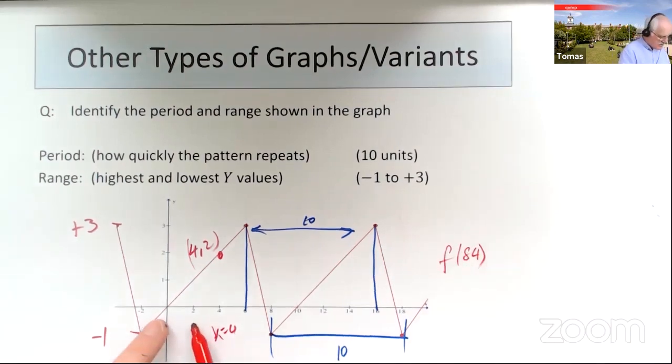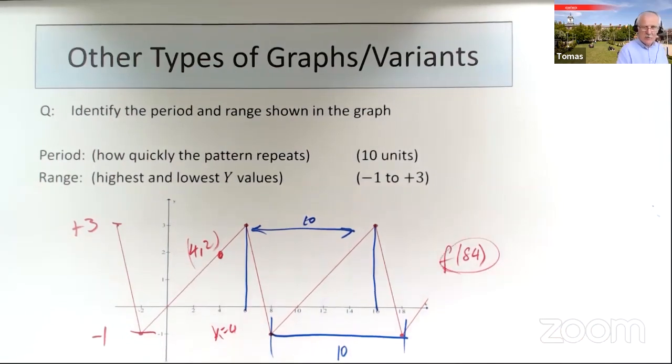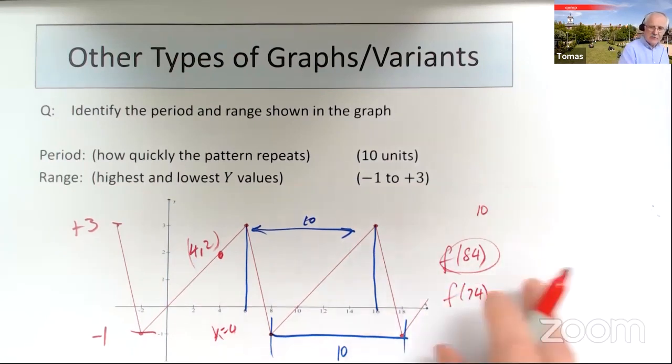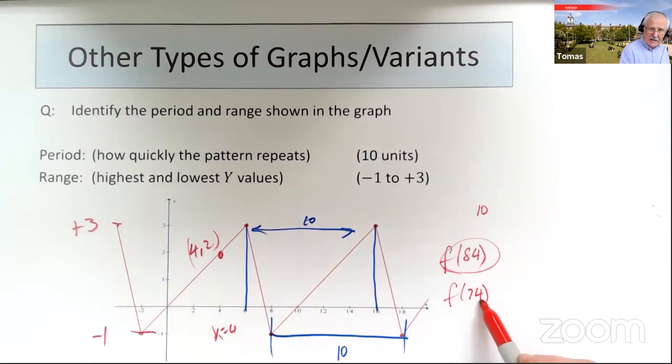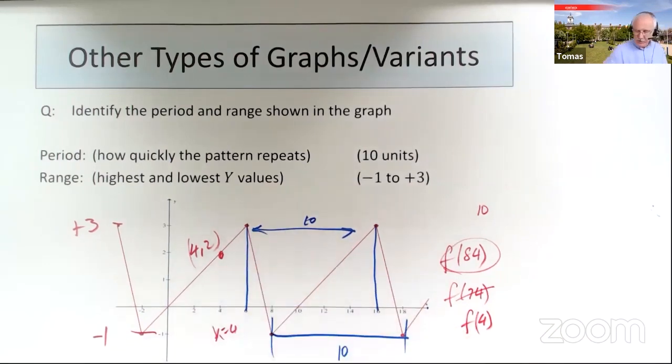Well, the good news is that 6 is the same as 16. 2 is the same as 12. It looks like every time you can take 10 away and the pattern's going to repeat. So we can take the f of 84, take away 10 and get f of 74, and it'll be the same. 74 is still not on the graph. Just keep on taking 10s away. 64, 54. Just why not f of 4? And f of 4 will be 2.